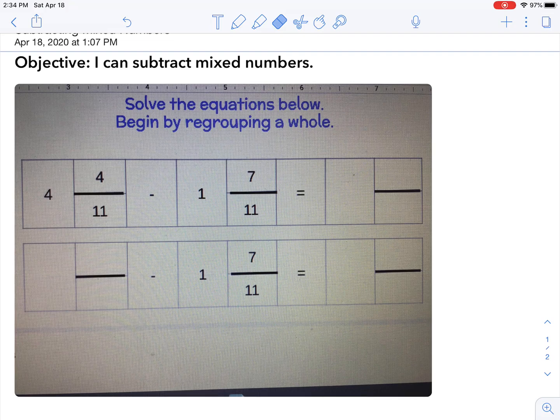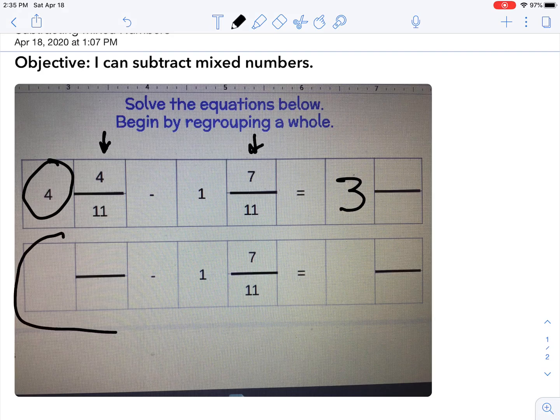Just like adding fractions, just like adding mixed numbers, you want to deal with the whole numbers first. So I'd have 4 minus 1 is 3. All right. Then you want to subtract the fraction parts. But notice I'm taking away 7 over 11 from 4 over 11. I can't do that. As soon as you realize that, you're going to have to borrow from your bigger whole number.